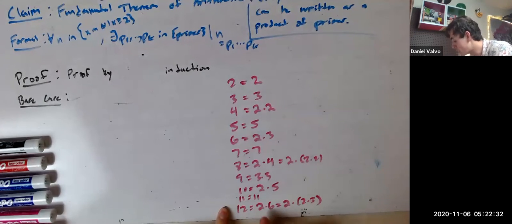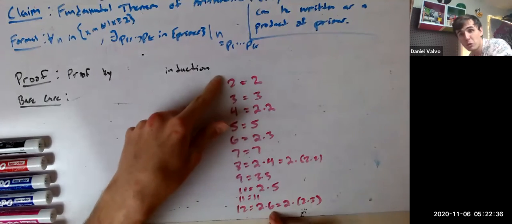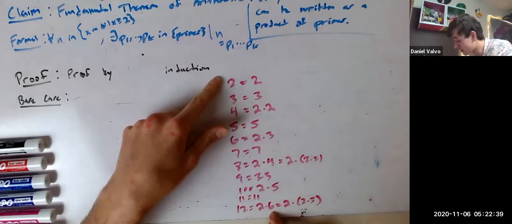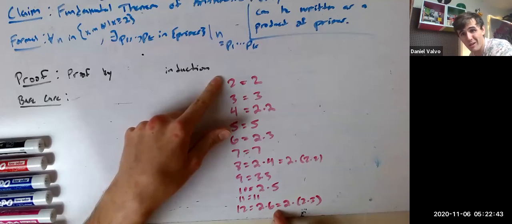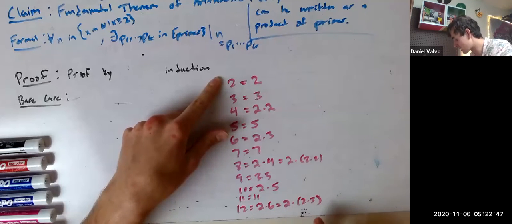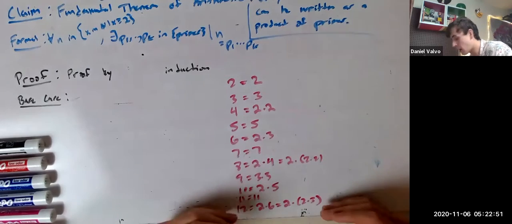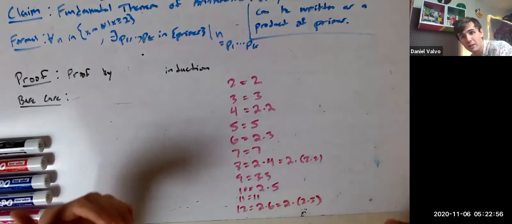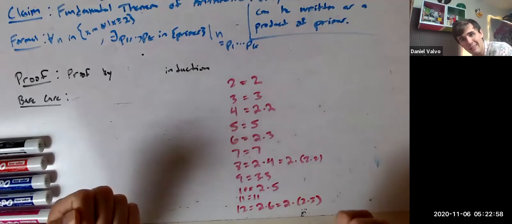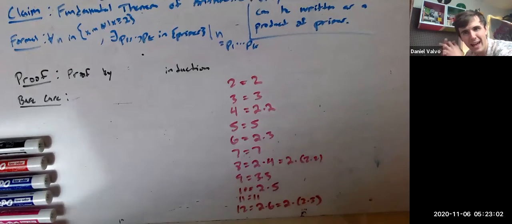So, for example, once you get to 12, if you know that everything less than 12 can be written as a product of primes, well, that means 2 times 6, since 2 and 6 are less than 12, must be able to be written as a product of primes. 2 is just going to be 2, 6 is 2 times 3. So once you get to any number, if you know all the numbers before that can be written as a product of primes, then it's guaranteed that that number can be written as a product of primes. Does that make sense?